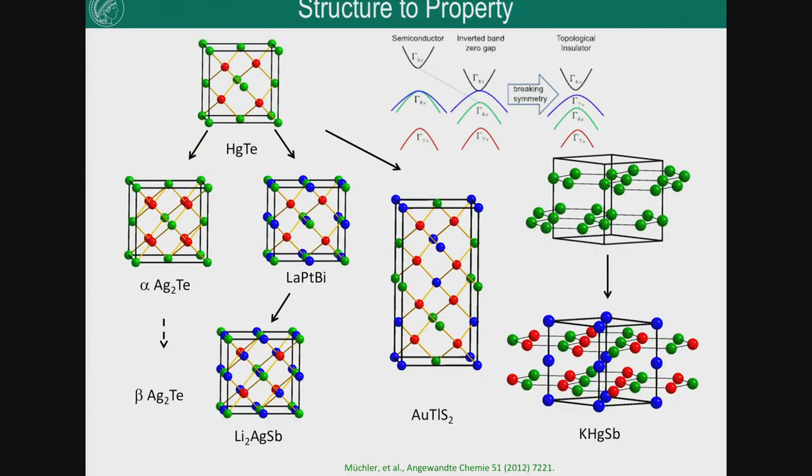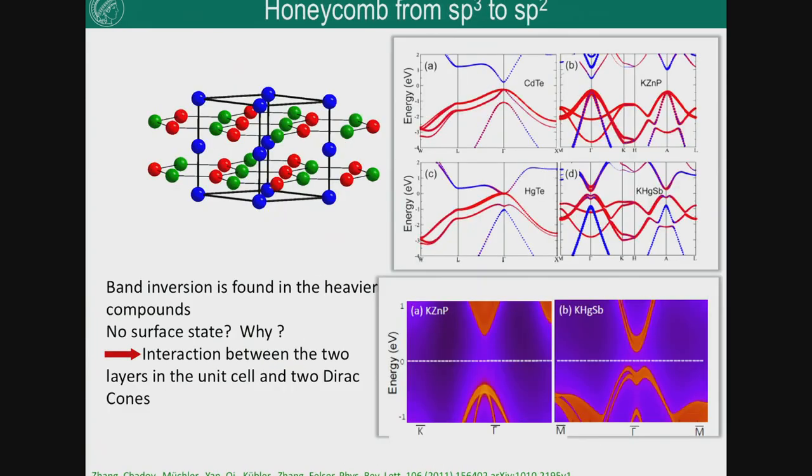So if you now look here for the potassium-mercury-antimony band structure, then you see here cadmium telluride, the band structure is very similar, like the light version in this crystal structure like potassium zinc phosphide.